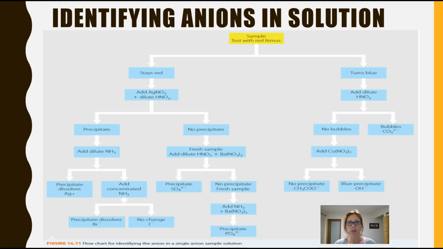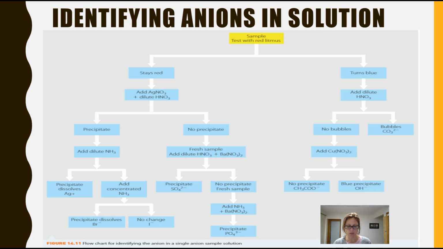So we can use our precipitation reactions to identify anions. Flame tests don't work, so that one is not going to help us there at all. So we're going to be looking at these. Many of the tests that metal ions use to form precipitates with our anions are what we are actually going to use. Some of these are pH dependent, so you'll notice in this one here we have a sample test with red litmus. That'll tell us if it's acidic or if it's not. And there's many tests and combinations of tests that we can actually use to determine which anion is present.